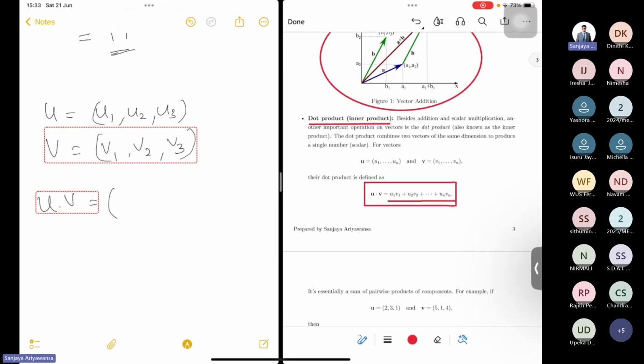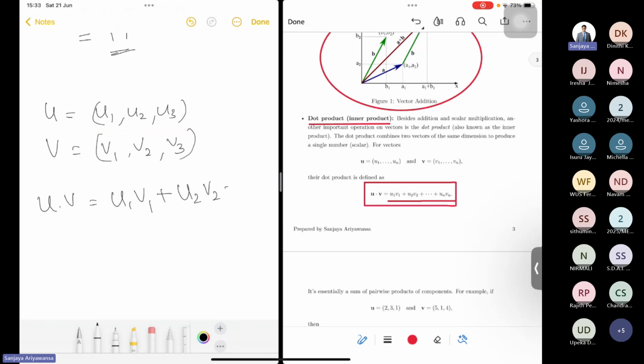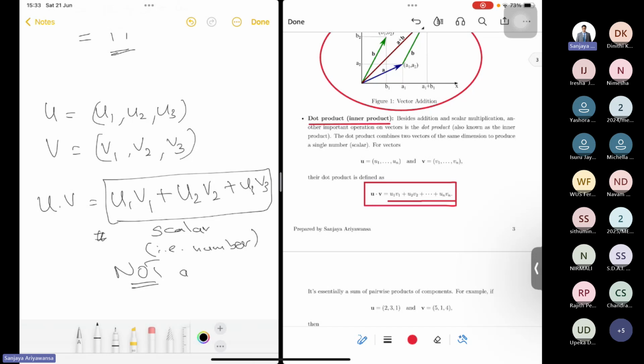So therefore, how do you get that? That is, you multiply the first two components plus you multiply the second two components plus you multiply the third component. So then this particular answer would be a scalar or, in other words, very simply put, a number, not a vector, right?